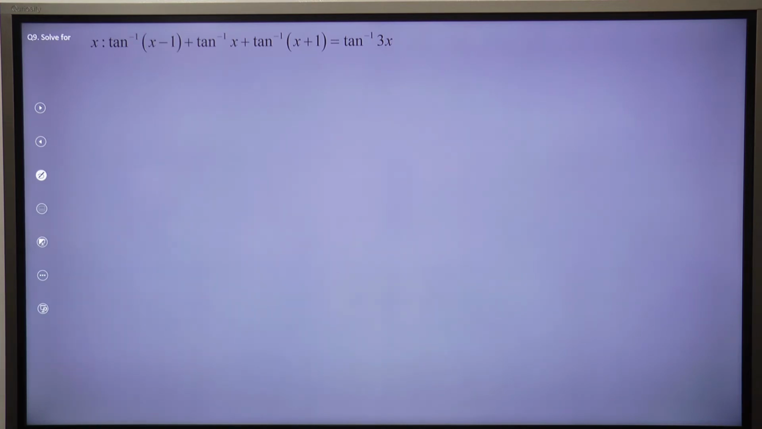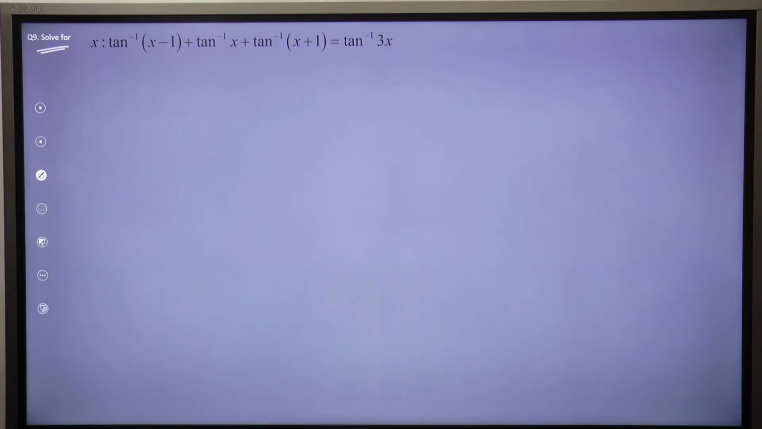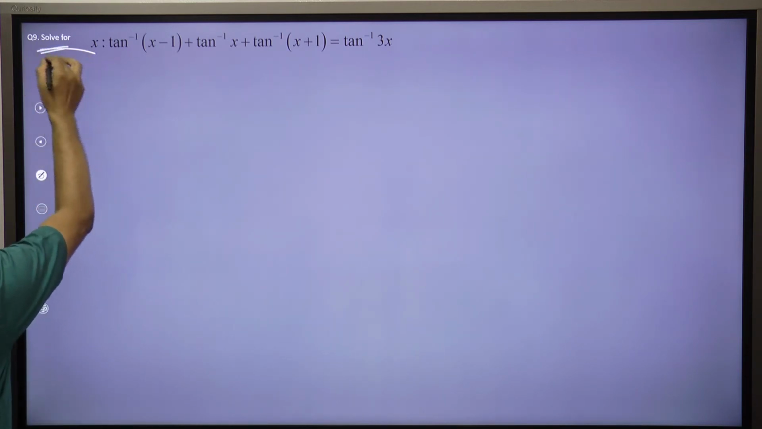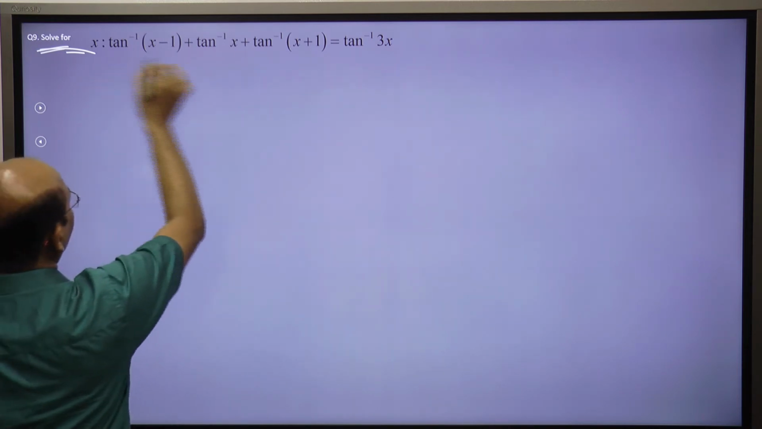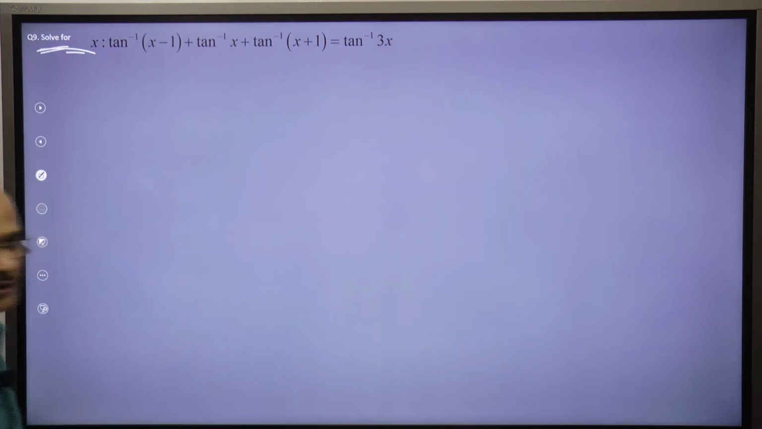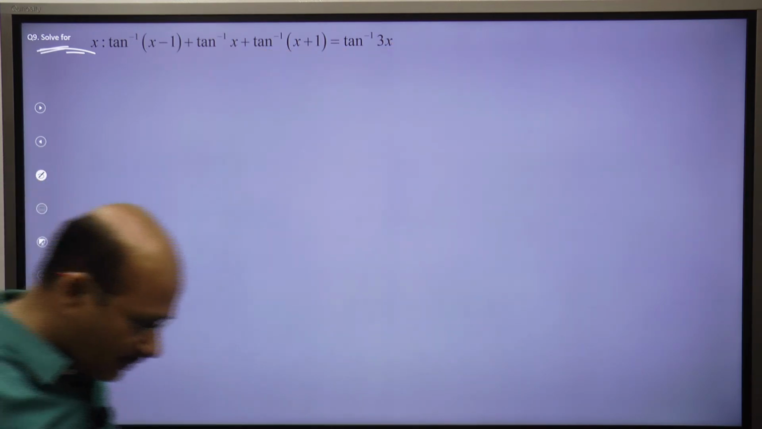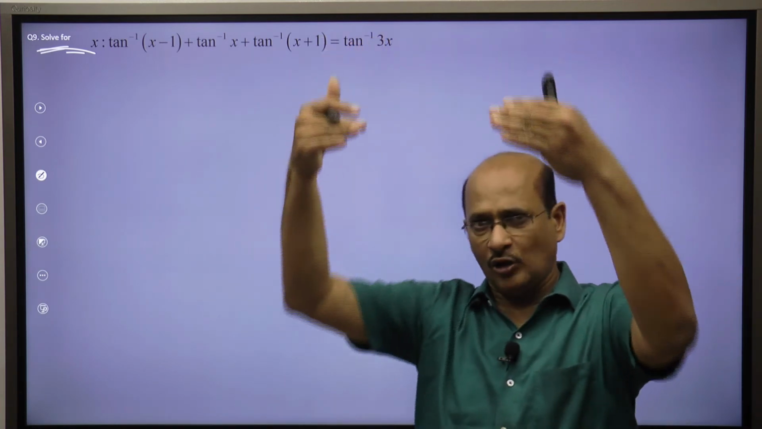Okay guys, the next question says solve. After a long time we have come to solve now. Remember, this is a solve for x question, which means find the value of x. So the sum is only this much portion, tan inverse x minus 1 plus tan inverse x is equal to tan inverse, whatever it is. Now solve means you do not have to prove LHS equal to RHS. So both sides are already valid.